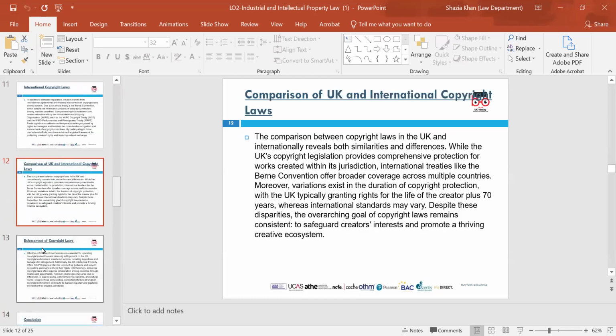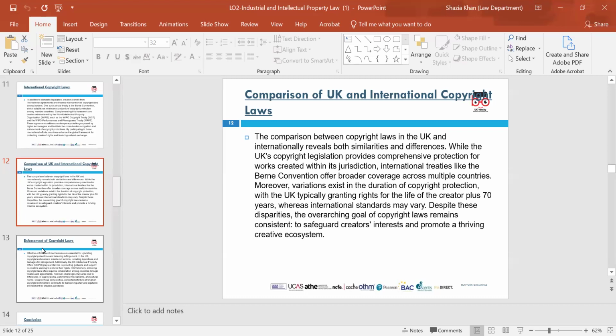Comparison of UK and international copyright laws. So the comparison between copyright laws in the UK and internationally reveals both similarities and differences. While the UK's copyright legislation provides comprehensive protection for works created within its jurisdiction, international treaties like the Berne Convention, which we mentioned, offer broader coverage across countries.